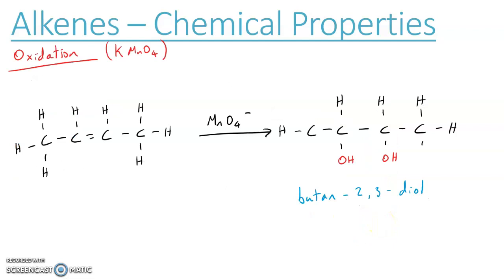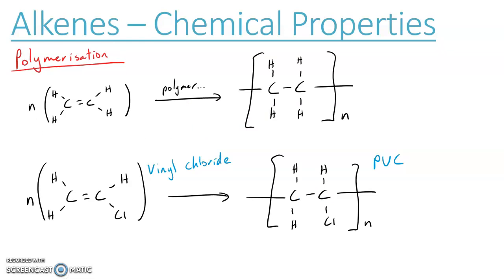Oxidation is to produce a diol. So it produces a double alcohol, if you like. We're just adding an OH on to both of the carbons either side of that double bond. Permanganate is the most common oxidant. I'm not sure if dichromate might be another possibility, but permanganate will definitely do it.